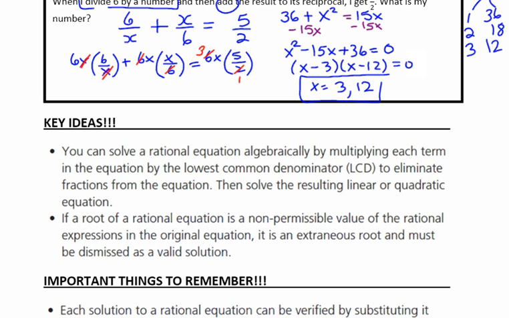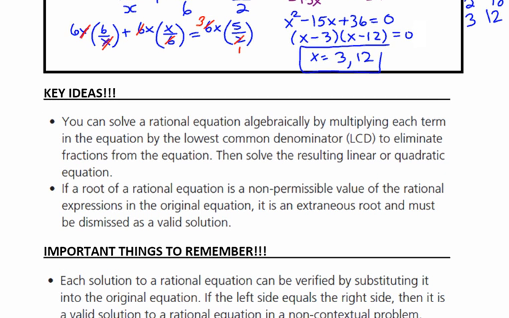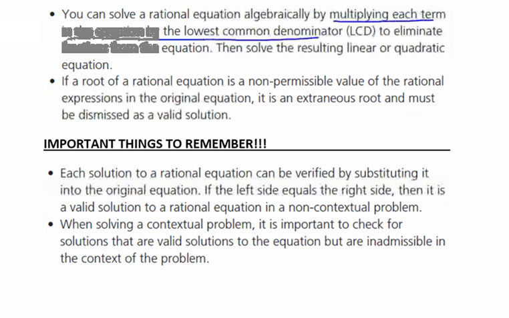Okay, so key ideas. You can solve a rational equation algebraically by multiplying each term by the lowest common denominator. I'm actually going to show you two methods today, but that's one of the methods we're going to look at. That eliminates the fraction, and then we can just solve. We can always verify our solution by substituting, because we're actually going to get an answer, x equals this.